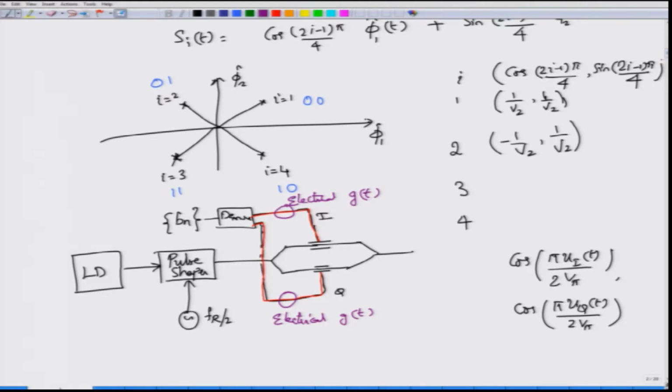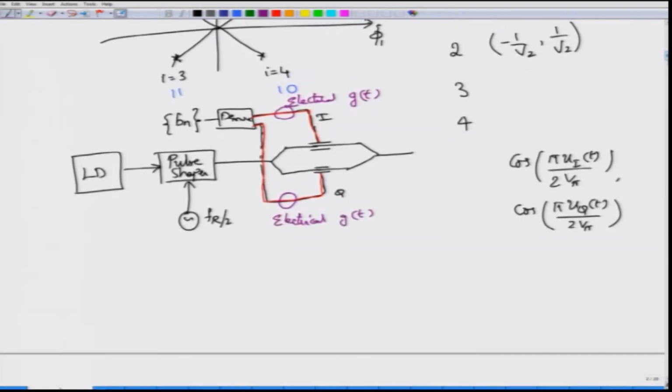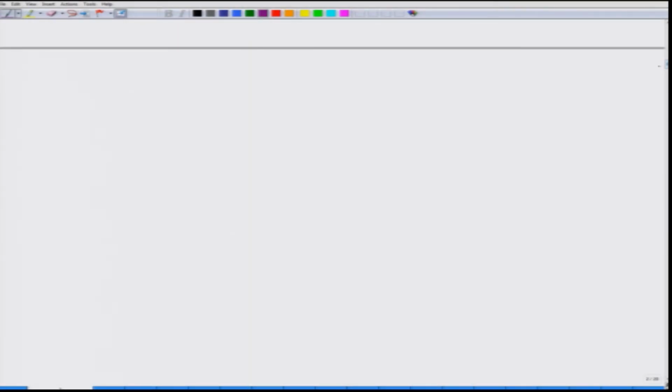Now, there is another way in which I can implement a QPSK signal, and this implementation is widely used in the 40 Gbps optical communication systems. This is called differential QPSK. With differential QPSK, instead of encoding the bits into their corresponding symbols and symbols into their corresponding phases, we encode the phase difference.